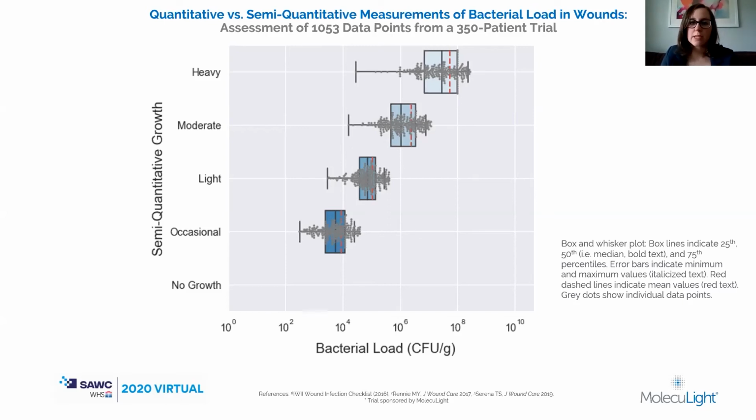And these were particularly interesting because you see that light growth spans all the way up to 10 to the 5 CFU per gram. And typically when a clinician gets a report back of light growth, you wouldn't assume that there's a bacterial load that's this high, which is known to delay healing, and in some cases may be infection. And then occasional growth also spanned 3 logs, anywhere from 10 to the 2 up to 10 to the 4.